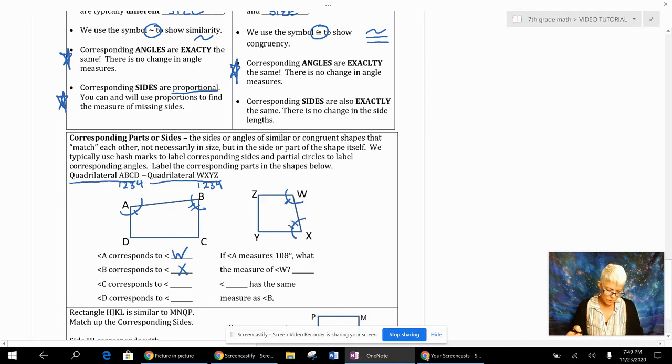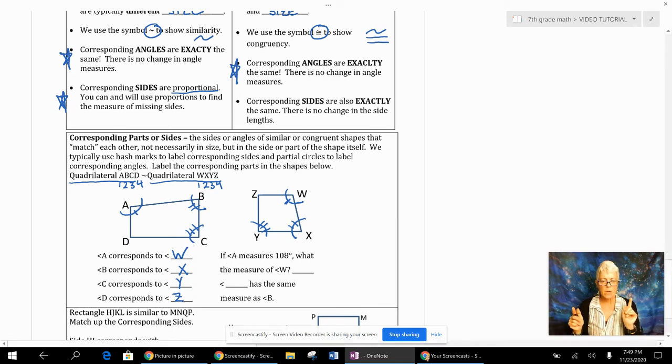And I can do the same for C. C, I'm going to go ahead and put 1, 2, 3, and it's going to match with Y. 1, 2, 3. And then we already know that D is going to have to go with the Z. And I'm not going to mark that just to save time. So even though we have these two shapes, one's a little bit bigger than the other, they're flipped and they're turned, I was able to match them up pretty easily.